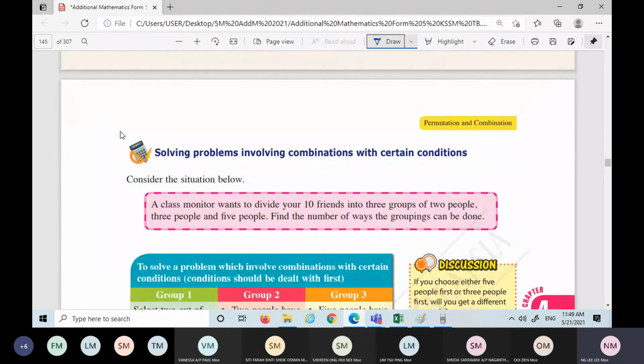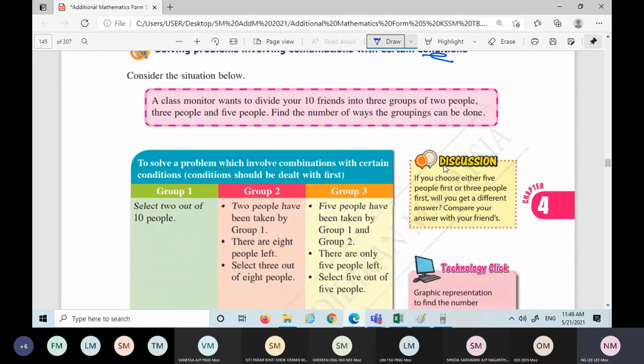This example is with conditions. This one is more complicated already. So you have conditions here. Consider the situation below.